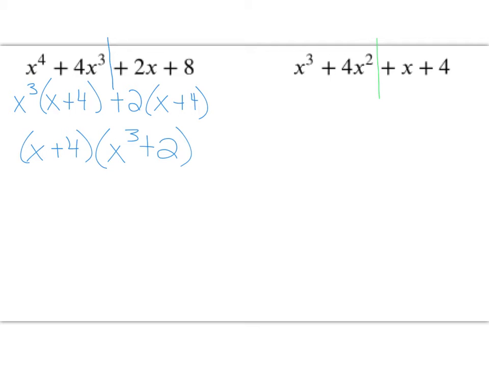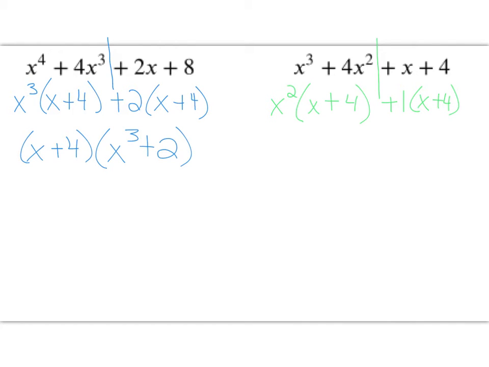Again, look at the first two terms and the last two terms. X cubed plus 4x squared, I can factor out an x squared, and I'm left with x plus 4. Now, over here, I have x plus 4. There's nothing common to both of these. It might be helpful to say, well, this is just 1 times x plus 4. Okay, I can factor a 1 from both of those. Obviously, dividing something by 1 does not change it.